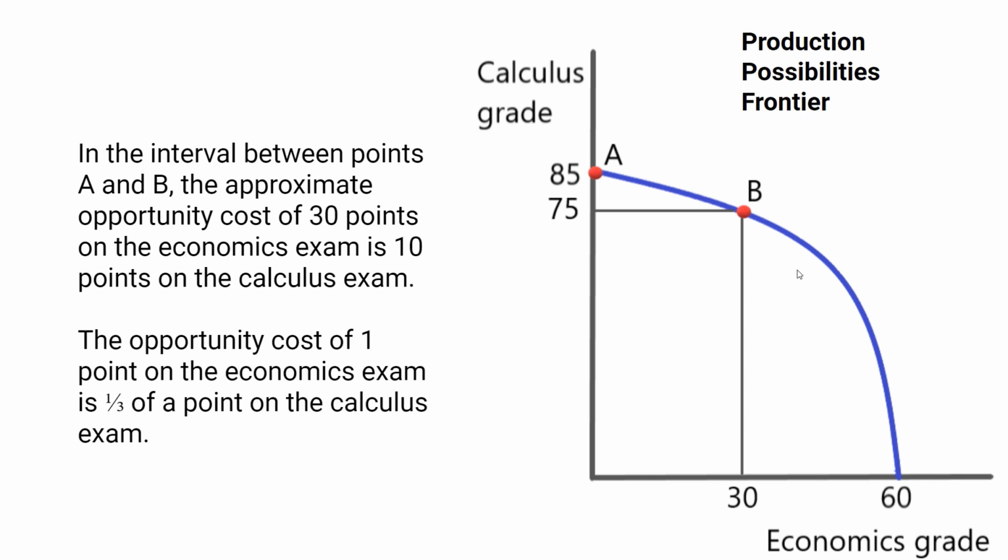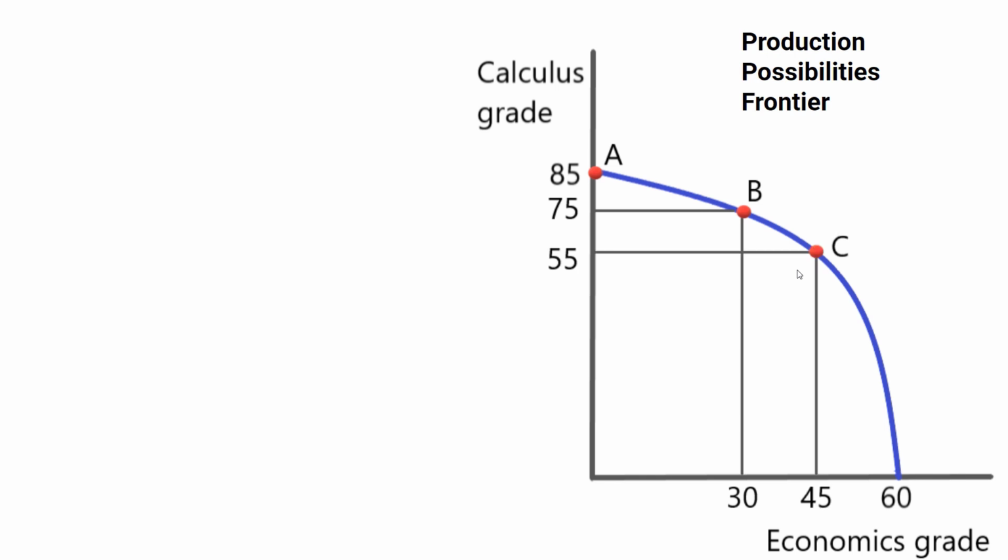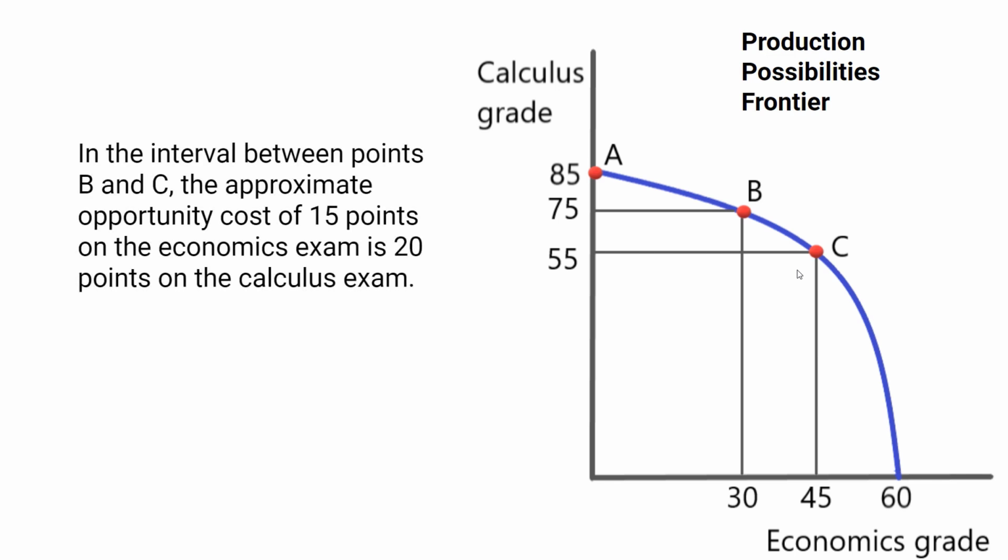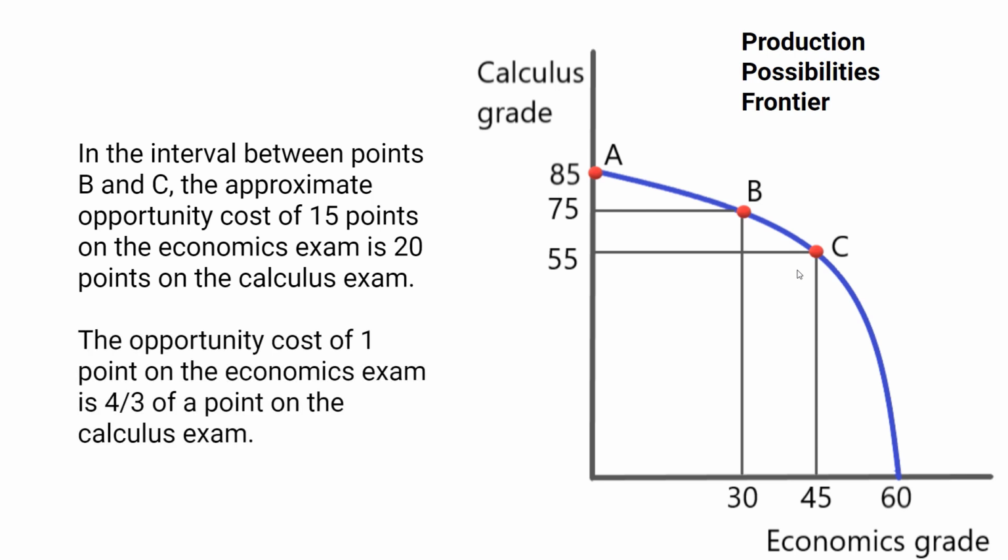But let's see what happens as you start taking more time away from calculus to study economics. If we look at the interval between B and C, we see you're giving up now a bit more on calculus, and the gain you're getting in economics is a bit smaller. So between these points, the opportunity cost of the 15 points from 30 to 45 in economics is that you're giving up 20 points on your calculus exam. So the opportunity cost of 1 point on the economics exam is 4/3 of a point on your calculus exam. So you notice the opportunity cost of 1 more point in economics has now increased.